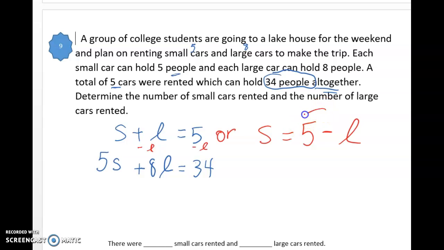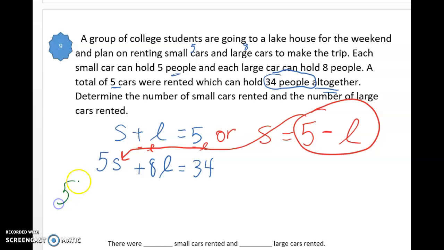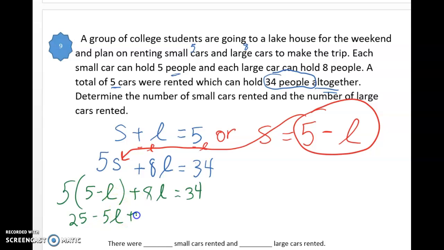Now that I know what S equals, I can take my 5, take away L, and I can substitute it in place of the S, and I can rewrite my equation. I can keep the 5, replace the S with 5 take away the L, plus the 8L equals 34. Substitute things in, and then you're going to distribute. So now after I substituted, I'm going to distribute. 25, take away 5L, plus 8L equals 34.